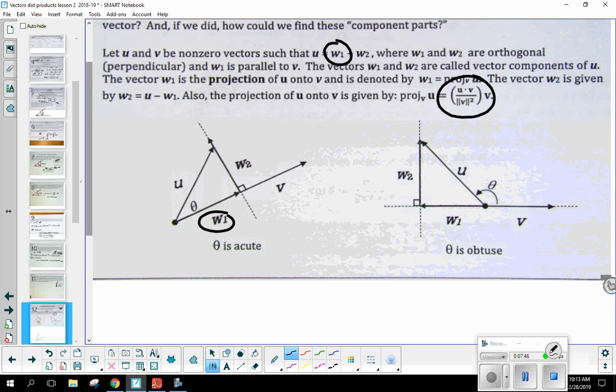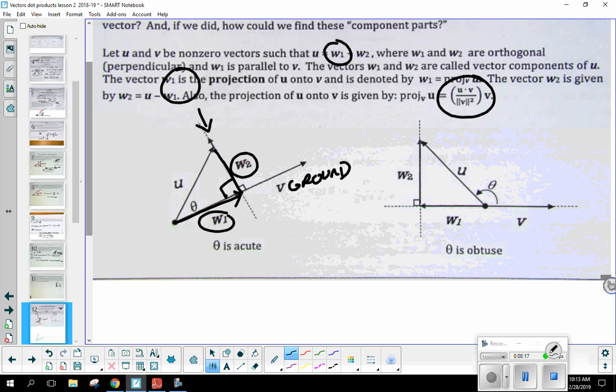So like this one here, pretend that V is the ground. You might have to rotate your paper, kind of tilt your head, but if I were to put the sun directly overhead, shining straight down, the shadow that U casts, that's the projection vector we're looking for. That's W1. Now, connecting that to U, it's always going to be perpendicular. That's the W2 component that we're going to be looking for as well.